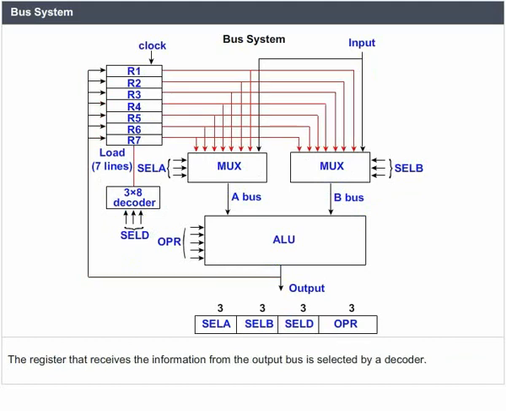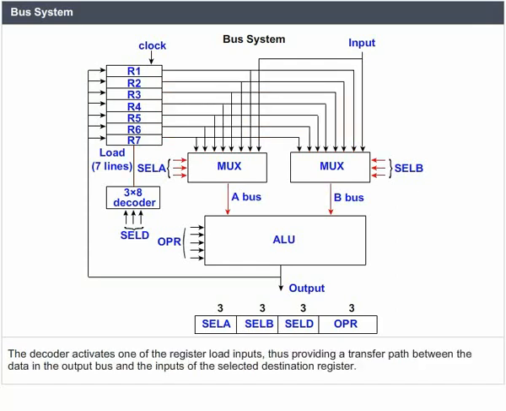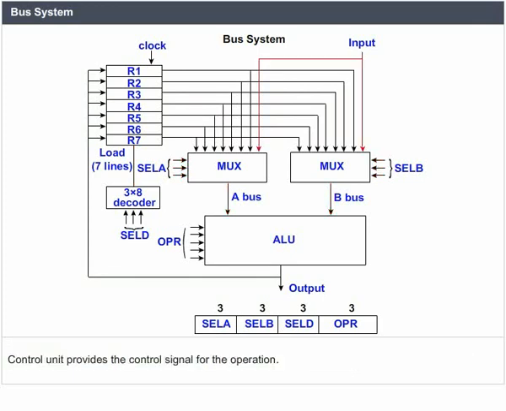The register that receives the information from the output bus is selected by a decoder. The decoder activates one of the register load inputs, thus providing a transfer path between the data in the output bus and the inputs of the selected destination register. The control unit provides the control signals for the operation.